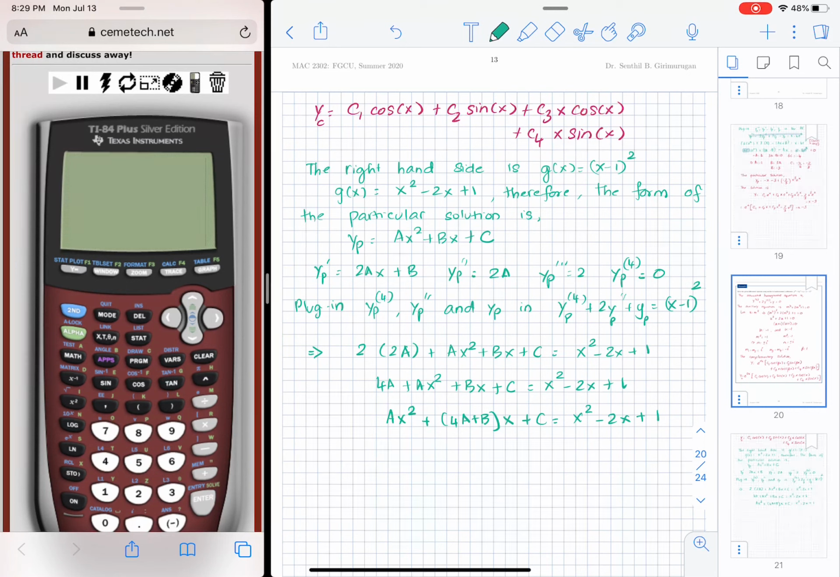So I have the coefficient of x squared is 1. Yeah, it makes sense. So compare: 4a plus b equals negative 2, the coefficient of x, which would imply 4 plus b is equal to negative 2. b is negative 2 minus 4, we get negative 6. And c happens to be 1.